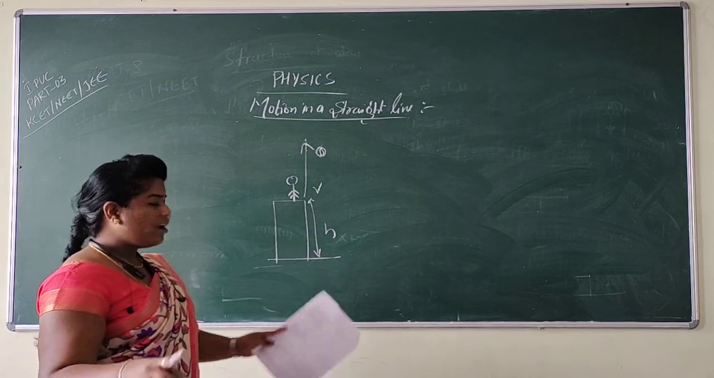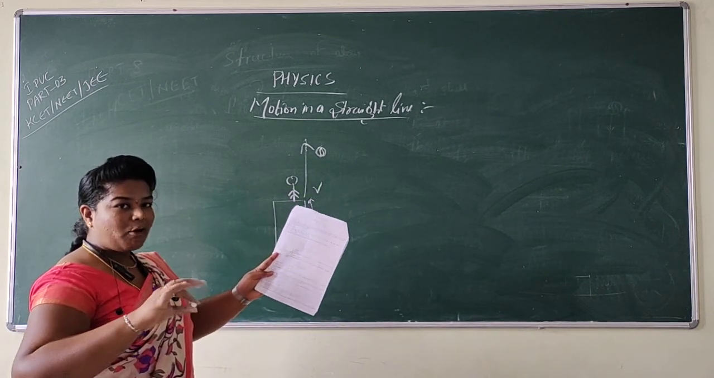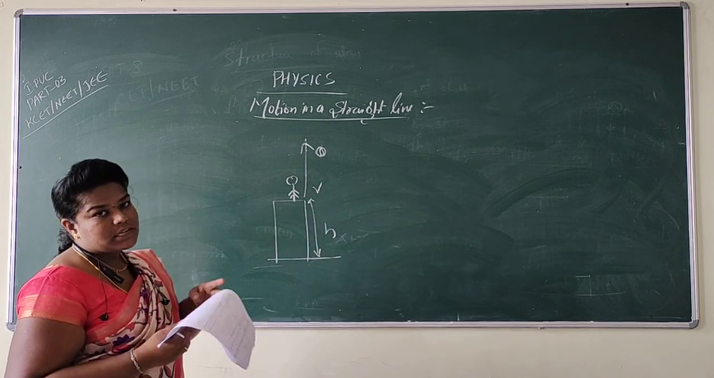Initial velocity is there. In option 3 there is no formula with initial velocity. So option 3 is also wrong.